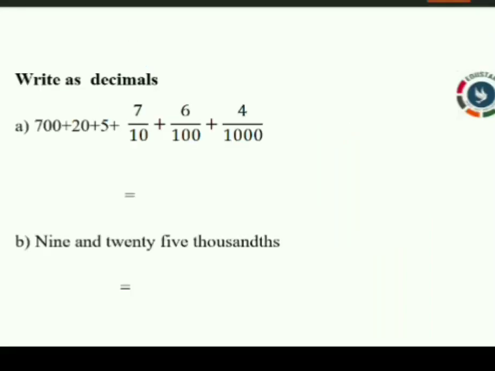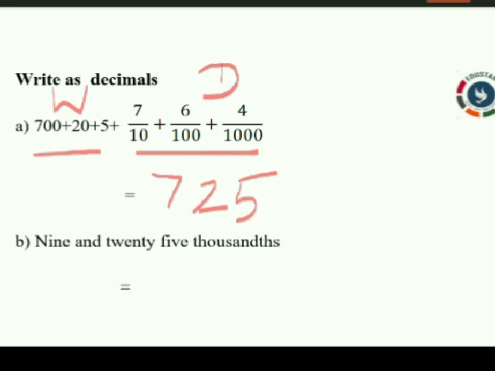Next one is write as decimals. Already in previous class you have studied how to write decimal form. Now find answer for this. 700 plus 20 plus 5 is your whole part. 7 by 10 plus 6 by 100 plus 4 by 1000, it's your decimal part, right? Yes. First 700. So 7 should be in 100 place. Next 20. 20 is 2 is in your tens place. Next 5. So 5 is in your ones place. This is your whole part.